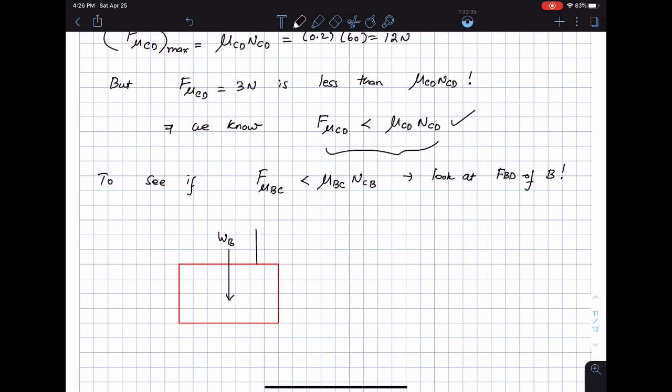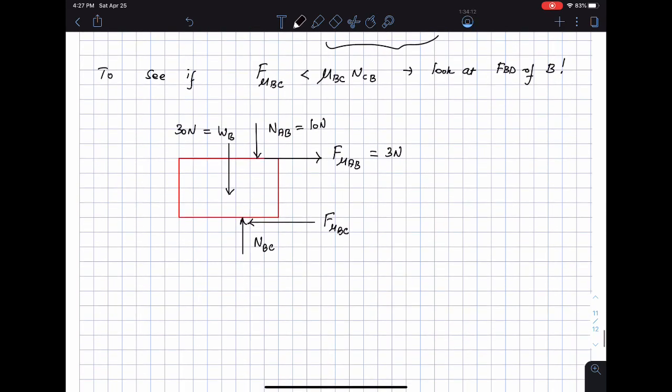Then I have the normal force from AB, then I have the normal force from BC, which I don't know. Then I have the friction force F mu BC. Then on this top box I have the friction force F mu AB, equal and opposite to what I had on box A. This was known to me as 3 newtons. The normal force from AB was 10 newtons. The weight of B was given to me as, I think, 30 newtons. Now F mu BC, we need to check and see if this is less than mu BC times NBC.